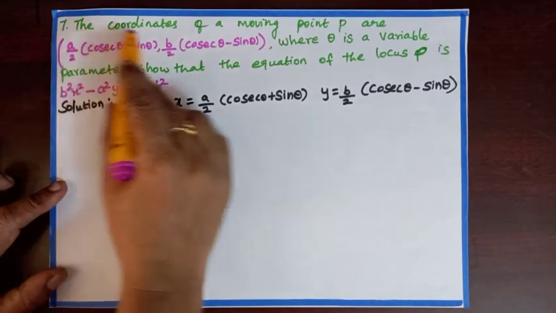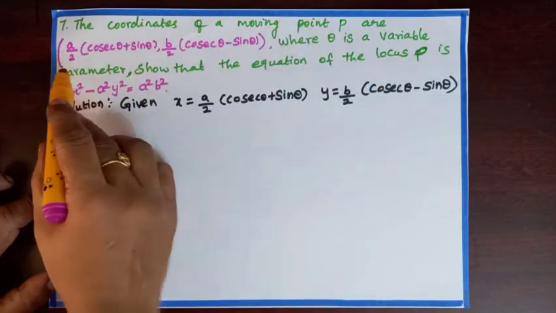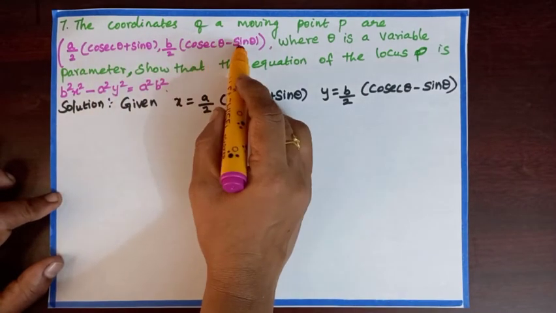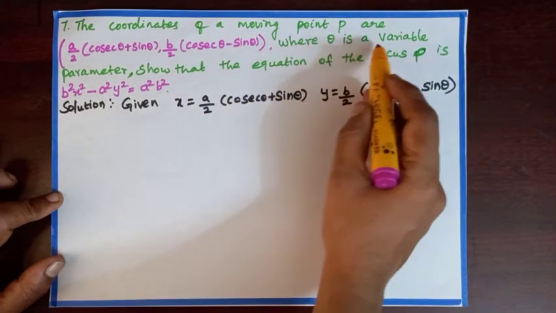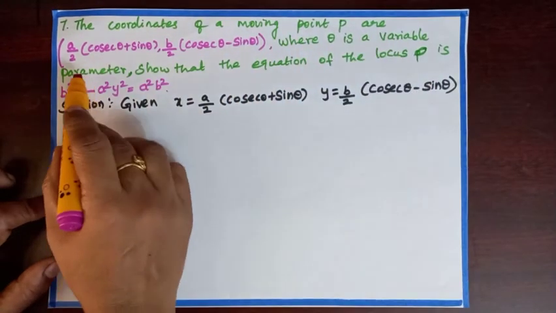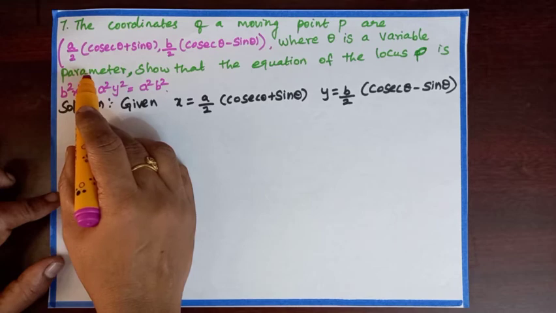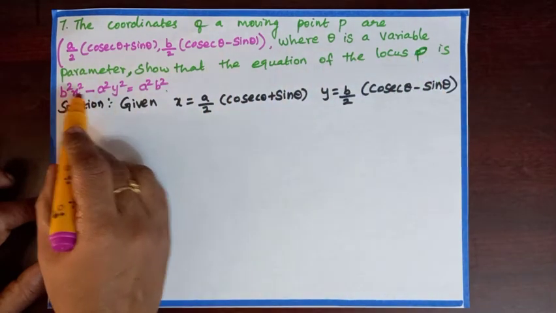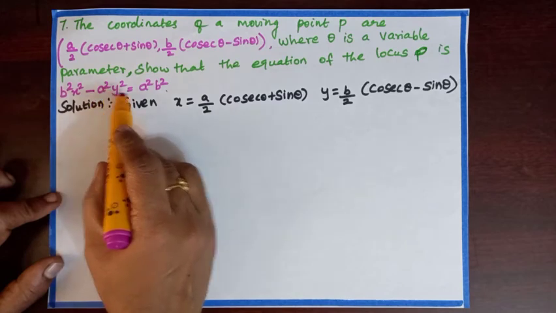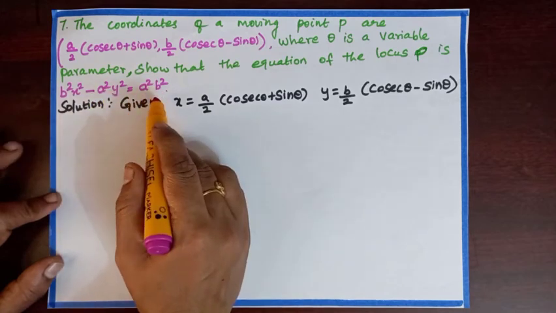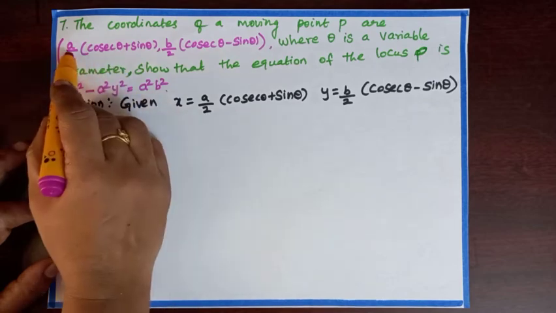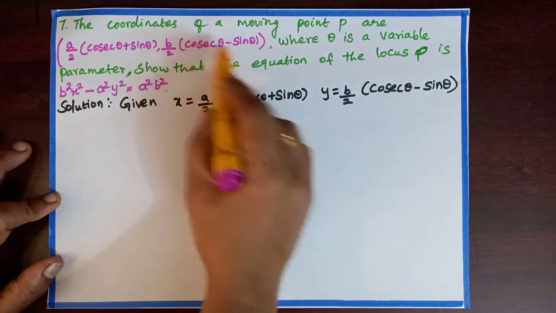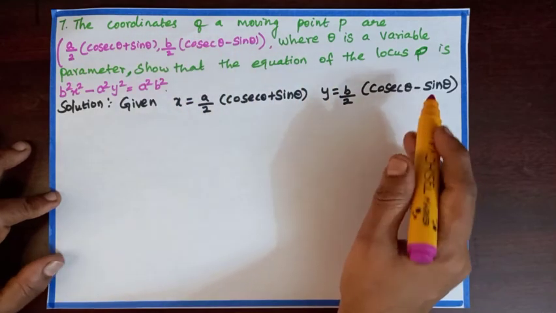Question number 7. The coordinates of a moving point P are (a/2)(cosec θ + sin θ), (b/2)(cosec θ - sin θ), where θ is a variable parameter. Parameter is nothing but varying quantities. Show that the equation of the locus of P is b²x² - a²y² = a²b². Given, assume x as (a/2)(cosec θ + sin θ), y as (b/2)(cosec θ - sin θ).